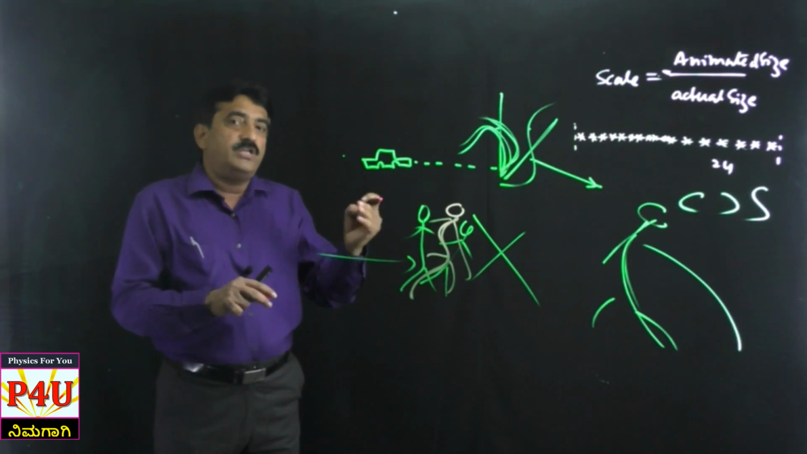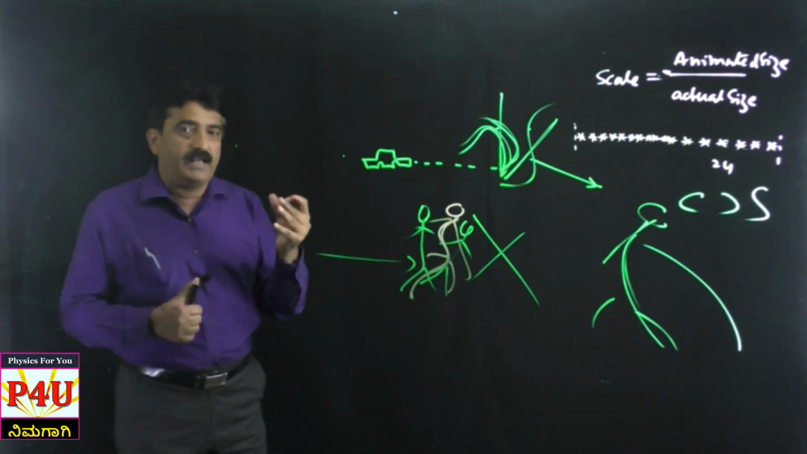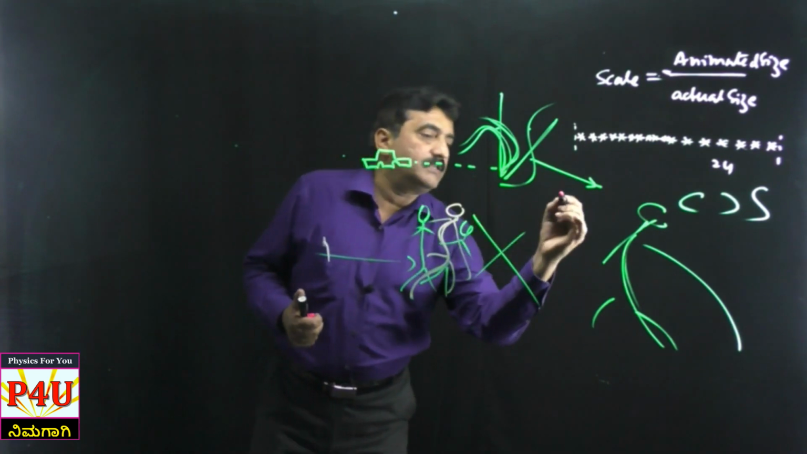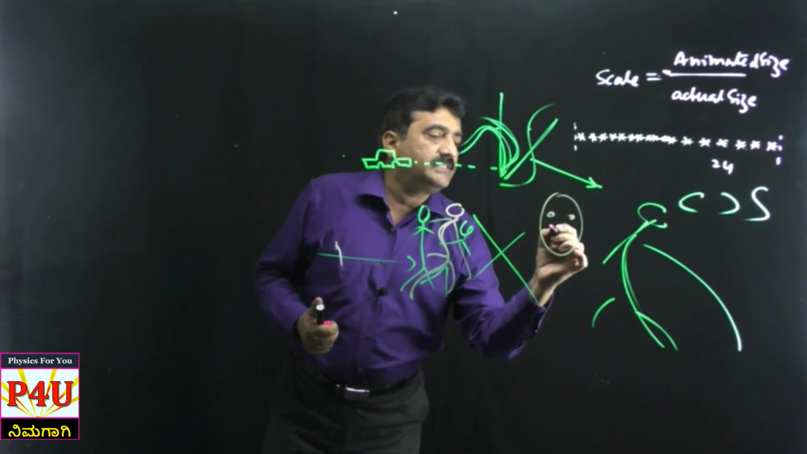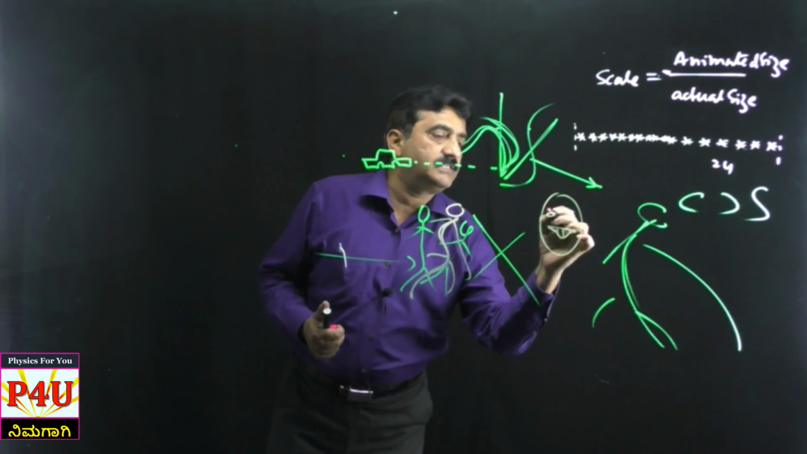So it is going to give an exaggerated effect. See, exaggerated effects are very important in animation. For example, here is a person. Okay, he is smiling, right? He is smiling like this. This is normal.